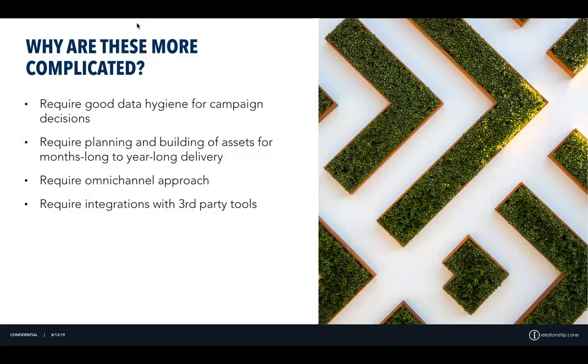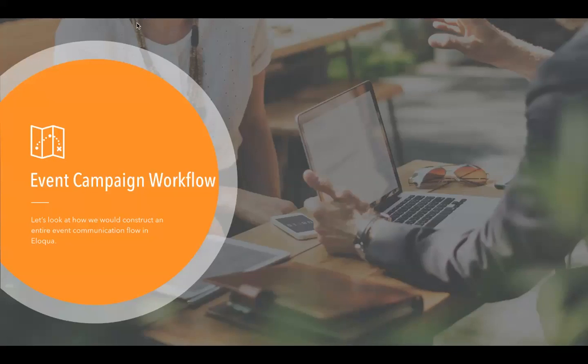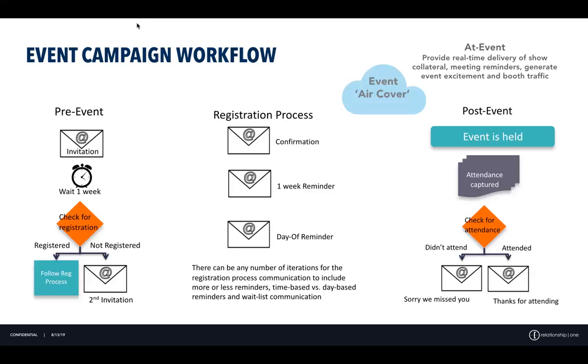Since I've been talking about event campaigns, let's take a look at how we would construct an entire event campaign communication flow within Eloqua. So when I think about event campaigns, I think that they are all essentially the same. We always have pre-event. It could be a number of different kinds of invitations, but it's still the same process. We send an invitation, we check for registration. If they're not registered, we send another invitation. If they're registered, then we wait until the event happens.